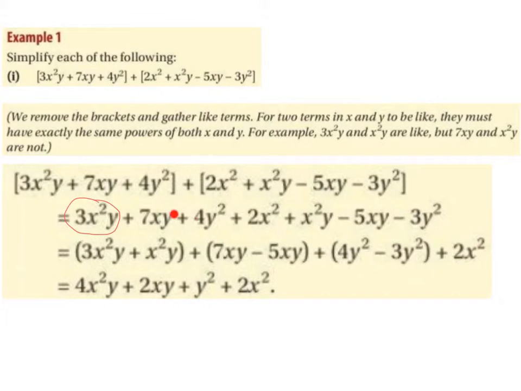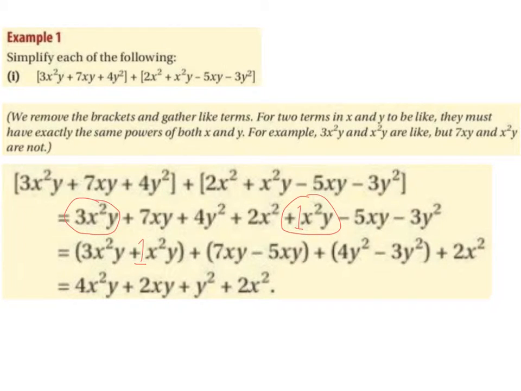So I'm going to circle the 3x squared y. And then I'm going to have a look along the rest of my terms and see, do I see anything else that has an x squared y? And I do. I've got plus x squared y, or I can call this plus 1x squared y. So I've grouped both of those down here together. So 3x squared y plus 1x squared y.